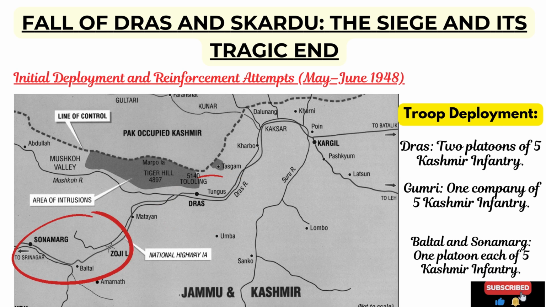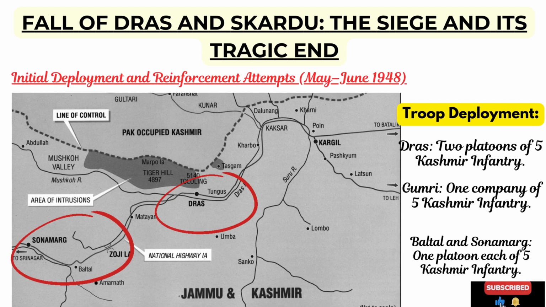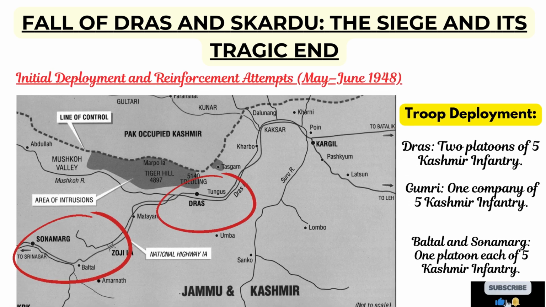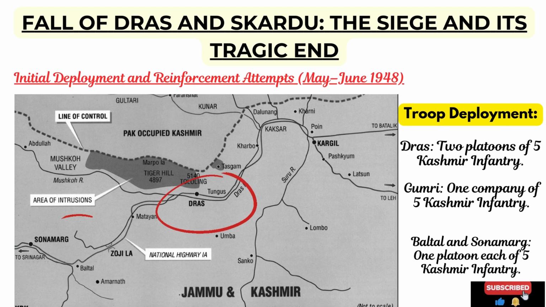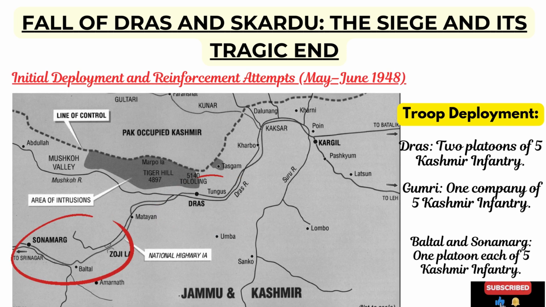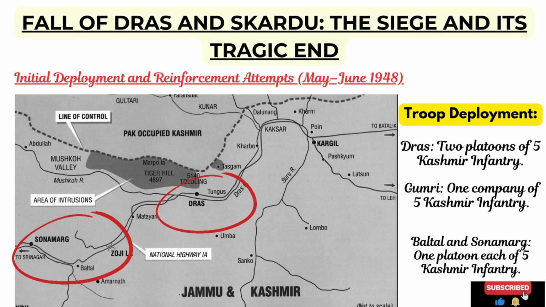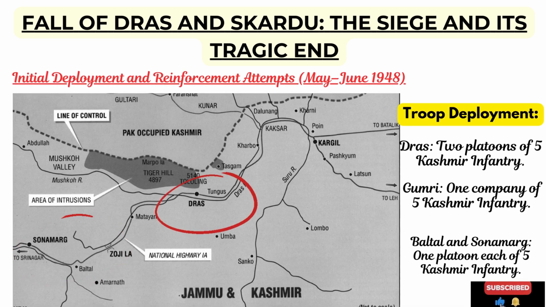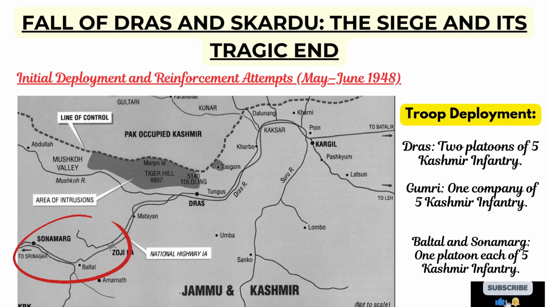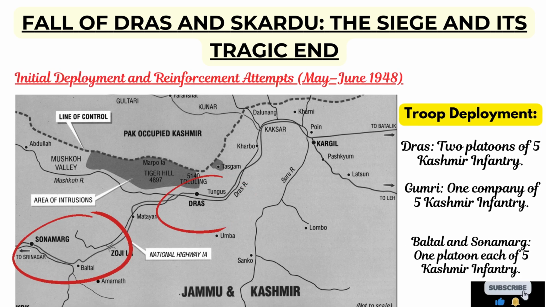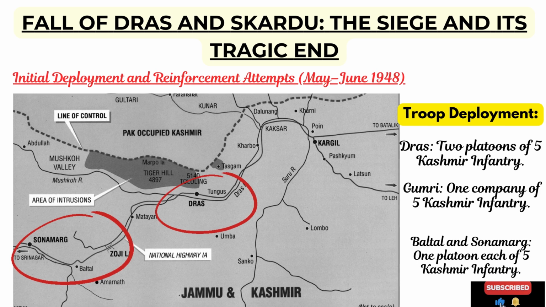Dras, 2 platoons of 5 Kashmir infantry stationed here. Gumri, 1 company of 5 Kashmir infantry, held this position. Baltal and Sonmarg, each had 1 platoon of 5 Kashmir infantry stationed. The scattering of troops across multiple locations made it difficult to reinforce key positions in case of a raider attack.